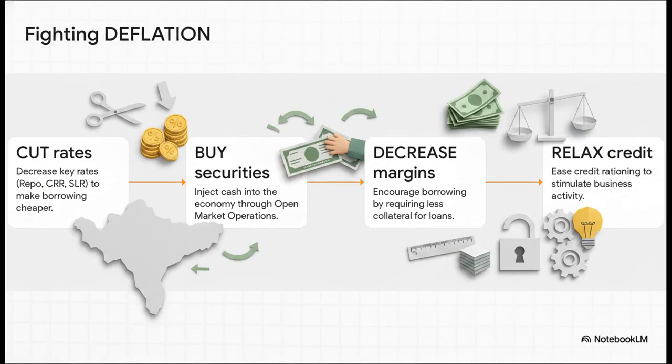And what about when they're fighting deflation? You guessed it. They just flip the playbook upside down. To get the economy moving again, they cut rates to make borrowing super cheap. They buy up securities to inject a ton of cash right into the system. And they lower margin requirements to get banks lending and people investing again. It's the mirror image of the inflation fight.